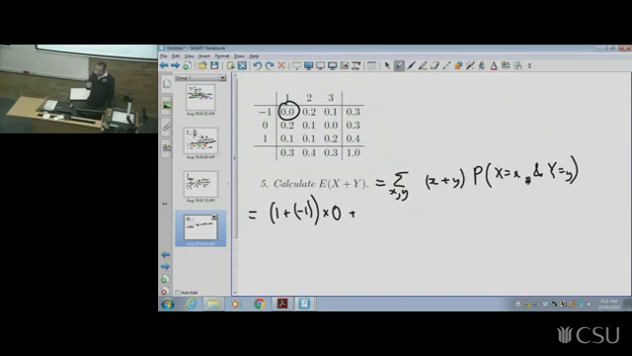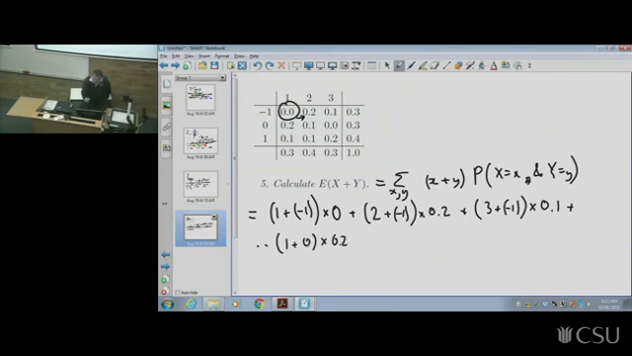What's the next possible arrangement of x and y we want to get? Well, let's just go across the table. The next one would be x equals 2 and y equals -1, and its probability would be 0.2. Next one would be x equals 3 and y equals -1, multiplied by the corresponding probability of 0.1, etc. So you keep going at each different value. Oh, that's going to take forever. Then x equals 1 and y equals 0 times its probability.